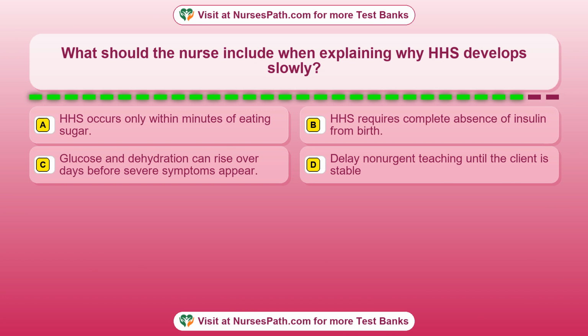Question 19. What should the nurse include when explaining why HHS develops slowly? Option A, HHS occurs only within minutes of eating sugar. Option B, HHS requires complete absence of insulin from birth. Option C, glucose and dehydration can rise over days before severe symptoms appear. Option D, delay non-urgent teaching until the client is stable.